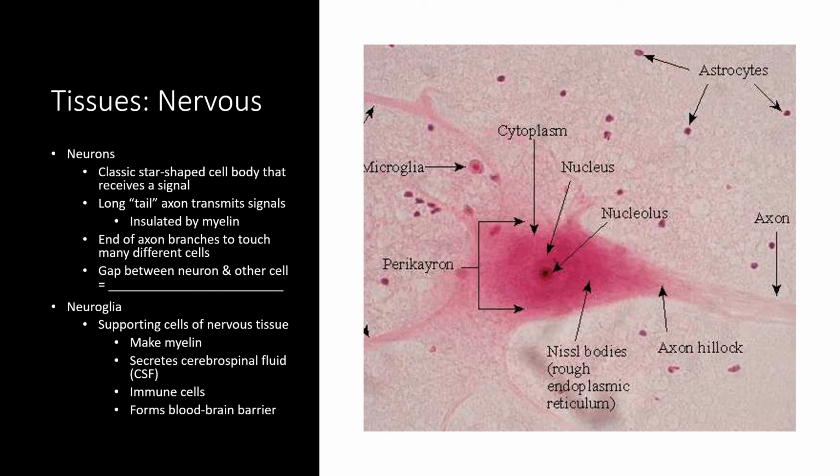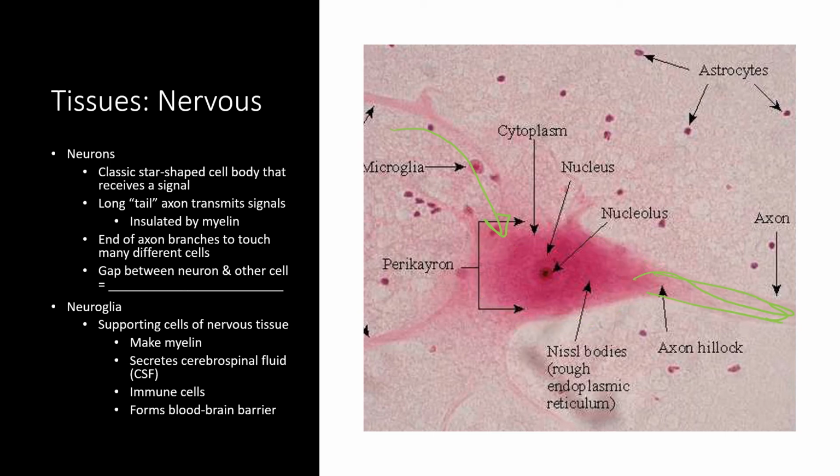The neuron itself, though, is the thing that's actually going to transmit electrical impulses and neurotransmitters to send signals around your body. Each neuron has a classic star-shaped cell body that receives a signal. So you've got these long wispy guys coming off of the main cell body. Here's your nucleus and your nucleolus. Those are called dendrites. And then there's a long tail that comes off of that cell body, and that's called an axon. Basically, through the dendrites you have input signal, consolidation of the signal, and then sending of the signal through the axon.